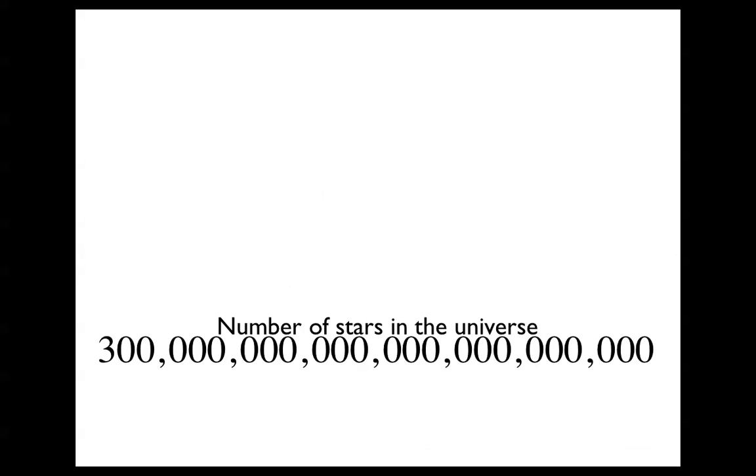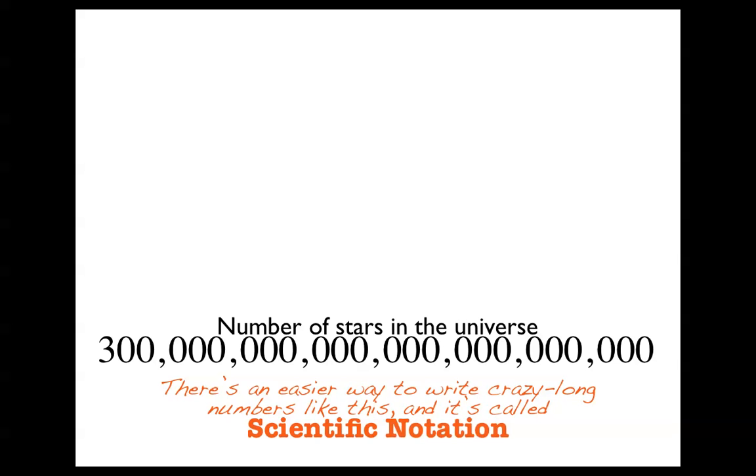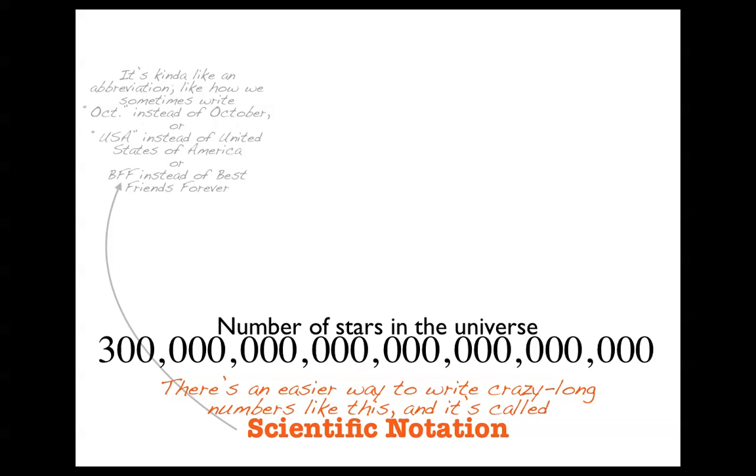with in math. So let's take the number of stars in the universe, for example. 300 sextillion. Okay? There's an easier way to write crazy, crazy long numbers like this, and that easier way to write it is called scientific notation. Scientific notation is basically just like an abbreviation. Okay? Like how in English, we sometimes write OCT instead of October, or USA instead of United States of America, or Mr., we abbreviate MR, or other things like that. Okay? So scientific notation is a way to abbreviate long numbers instead of abbreviating long words or phrases.